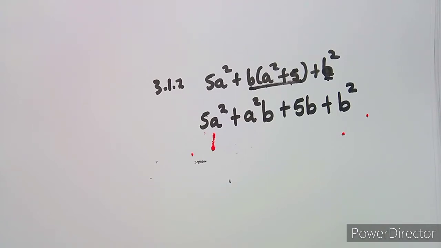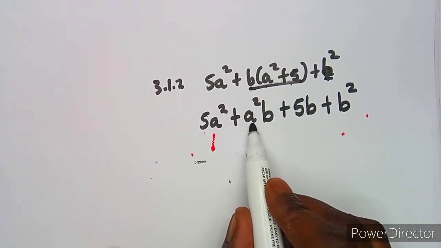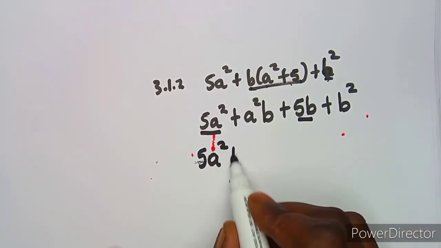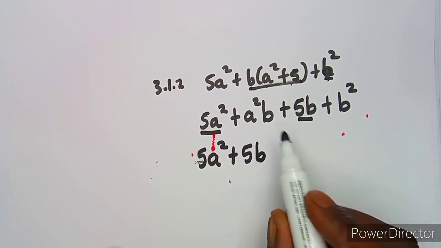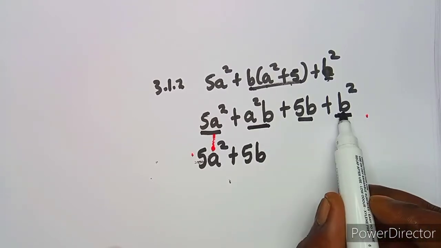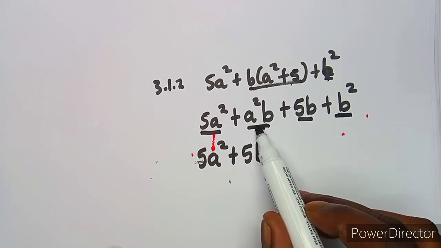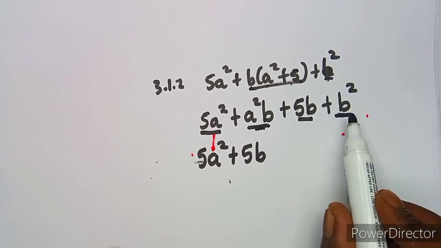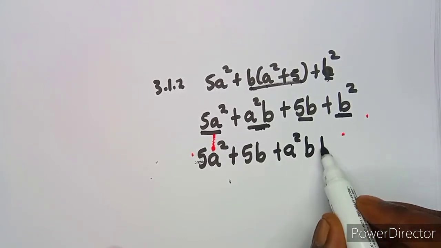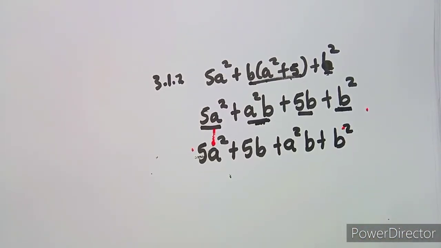So in this case, I want you to see something: if we rearrange these two terms together, which is 5a squared plus 5b, and arrange these two terms together, because there's something common, which is b, we can factor out b from these two terms here. Let me write it here. So I'm going to write plus a squared b plus b squared. Let's see if this is going to make sense. If not, then we have to redo it again.